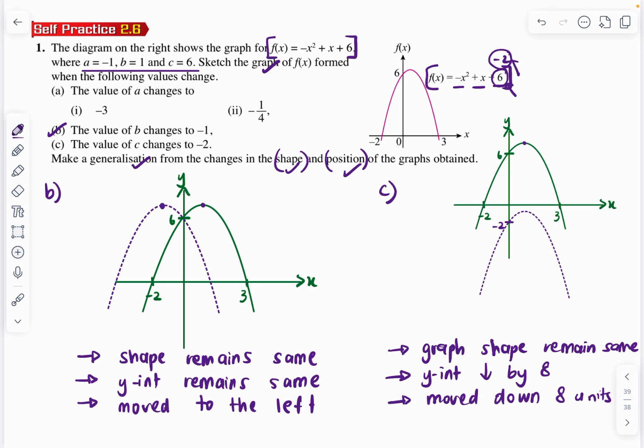Or you can also say that the graph shape remains the same. So the graph shape did not change. It didn't become wide, it didn't become big or anything. It has remained the same, just that it moved down. Okay, that's it.